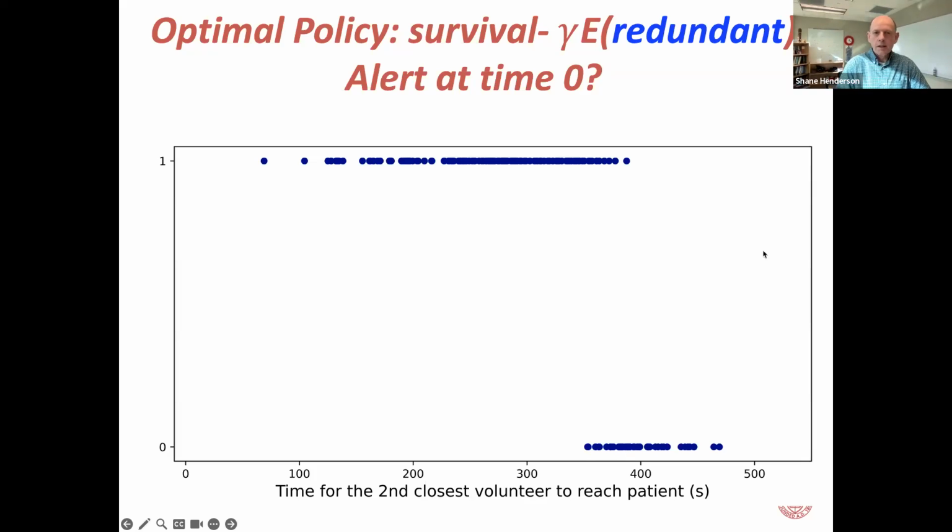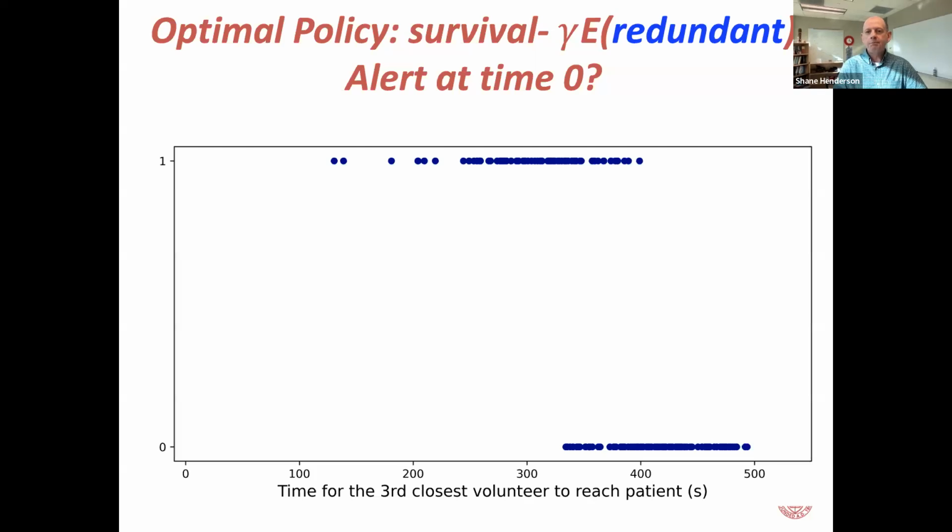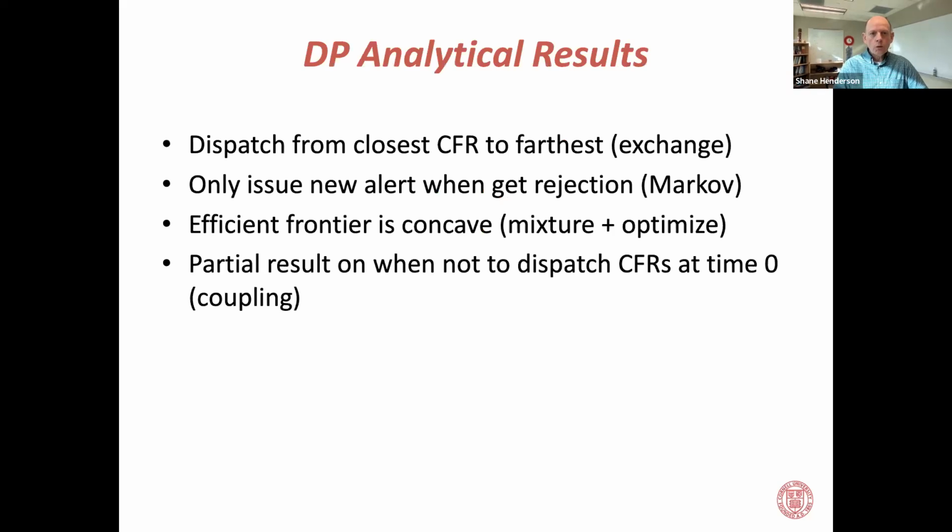So it's quite different. And the same thing is true, and it's even extended for the third volunteer. So there's more of this complexity and overlap here. And it's really just because we're penalizing redundancy. So once you get somebody declining an alert, then you can start alerting other people for no cost. So it's quite a different setup. So for the DP, you can prove some stuff, but these are all pretty much one-line things. You dispatch from the closest to the farthest. That's just a simple interchange.